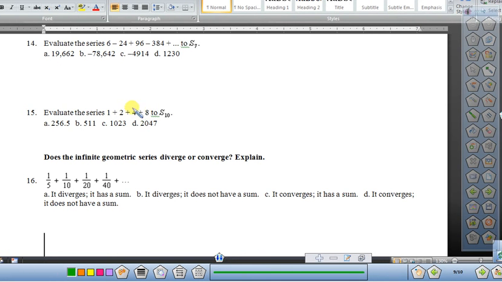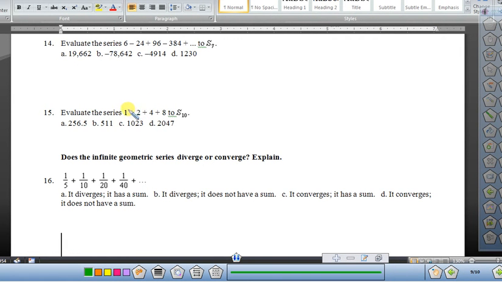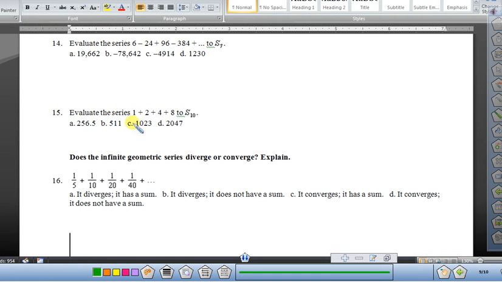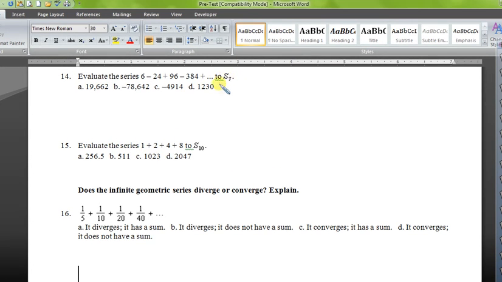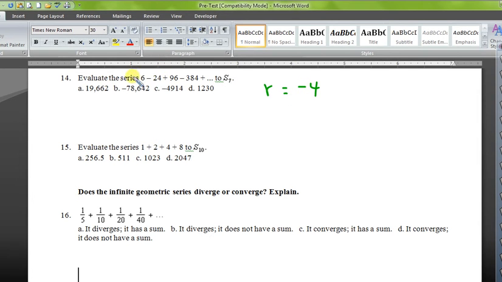Number 14, we're going to evaluate this particular series, and we're asked to find the sum of the first 7 terms. And so let's take a look at it. We're first going to determine whether or not it's arithmetic or geometric. And I can pretty much tell it's not arithmetic because the numbers are growing way too quick. So the common ratio here is going to be -4. And that is determined by dividing any 2 consecutive numbers. When you divide these 2, you get -4. If you were to divide these 2, you'd also get -4. So it really doesn't matter which 2 consecutive numbers you do.